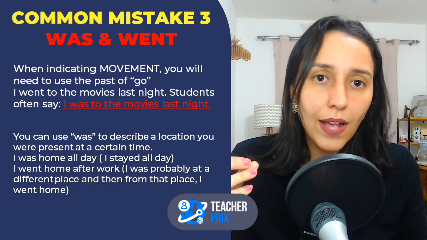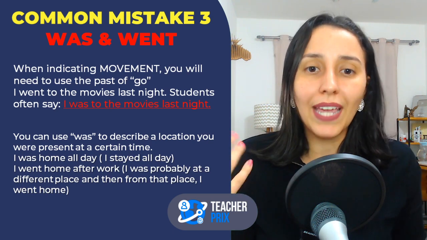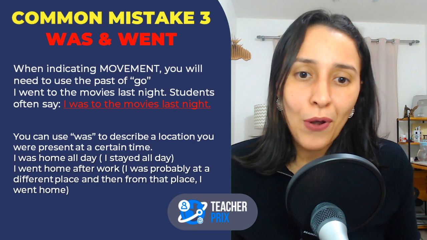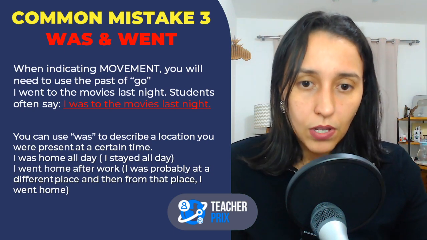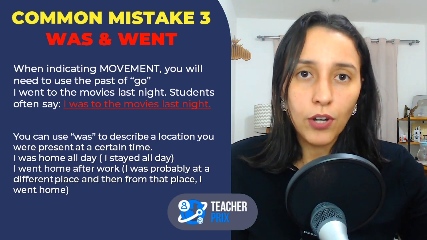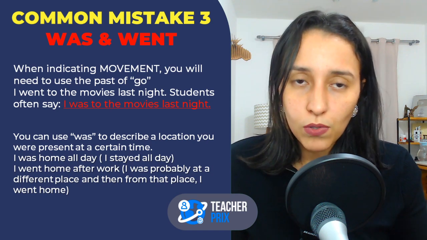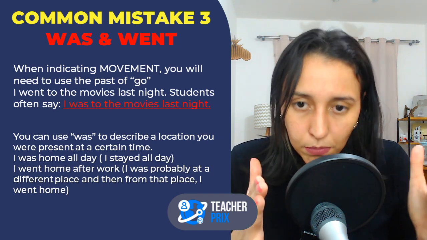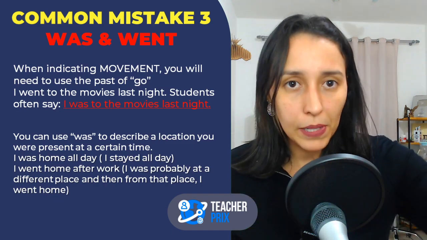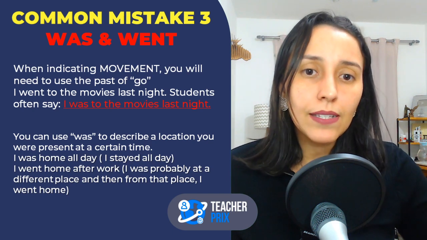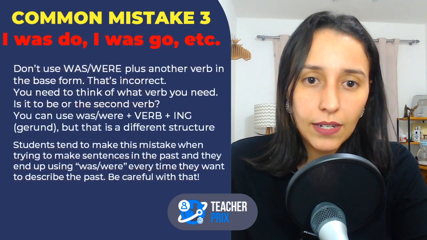You can use was to describe the location you were present at a certain time. So this is important. You can use was to describe a location where you were present at a certain time. You cannot use was to indicate the movement that you had to make to get to that place. Okay? So this is a mistake many students make. Okay?